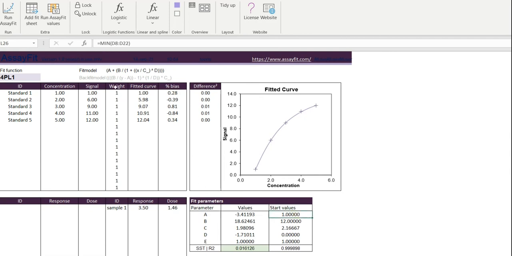Optimization starts with start values. These should be close to the final parameter value. One start value is the maximal signal, and 1 is the minimal signal. The 4 parameters are optimized in the same way as fitting to a straight line.